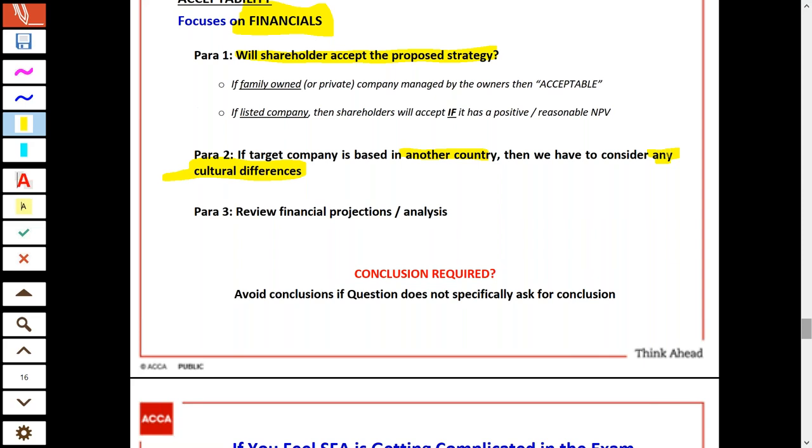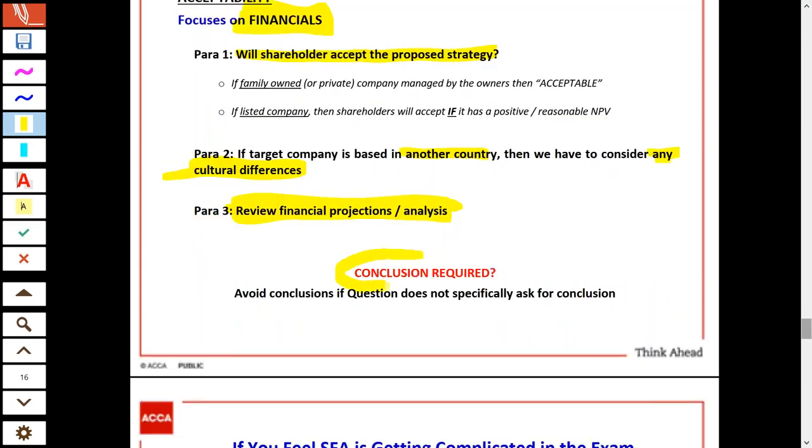Full stop. The third thing is, we will look at the financial projections or the financial health of the target company. And I will show you on the next slide what to look at.